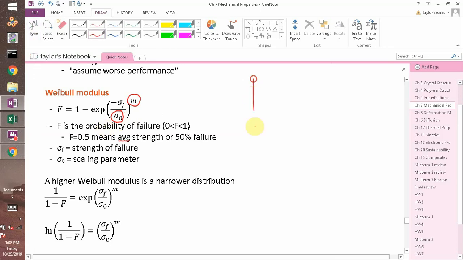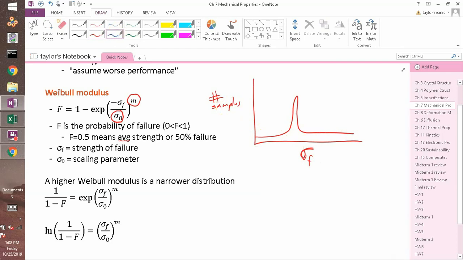When you take your data, right, and we're going to take the number of samples as a function of when they fail, sigma f, right? Maybe you have a really tight distribution that looks like this. All of them fail like that. And for a different set of testing samples, it looks like that. Again, the average for these might be close to the same number, but one's much tighter together. So it would have a higher Weibull modulus. The red curve would be a large number.